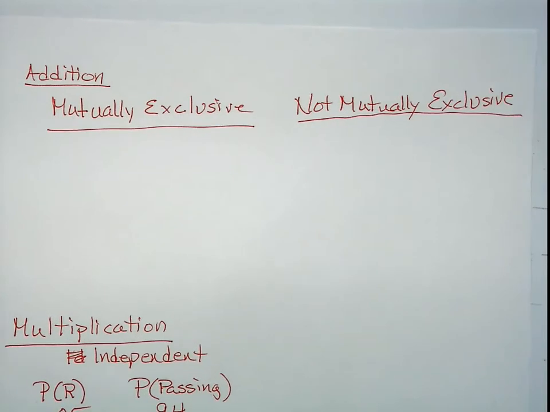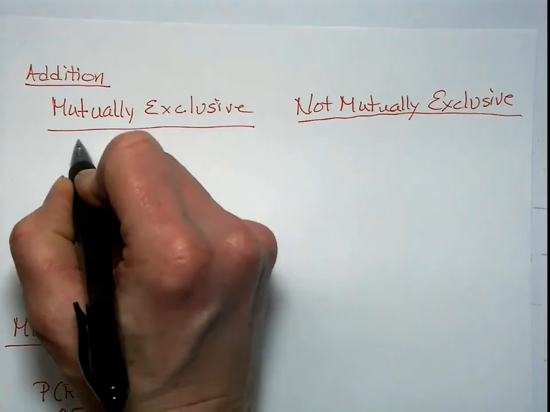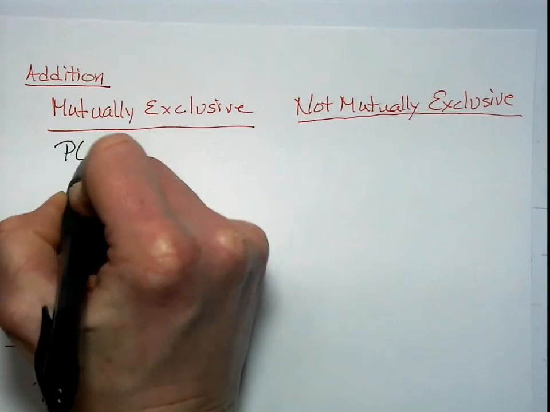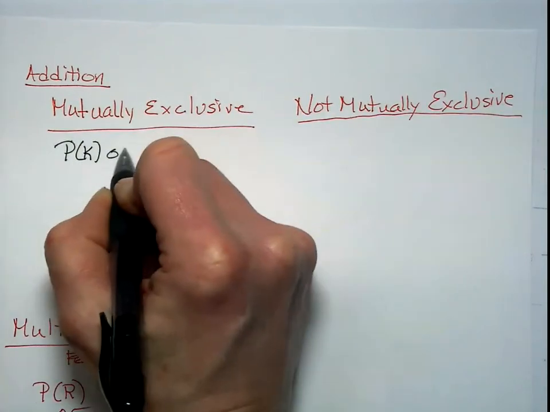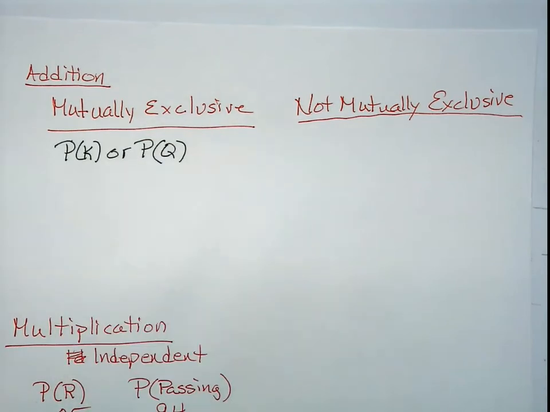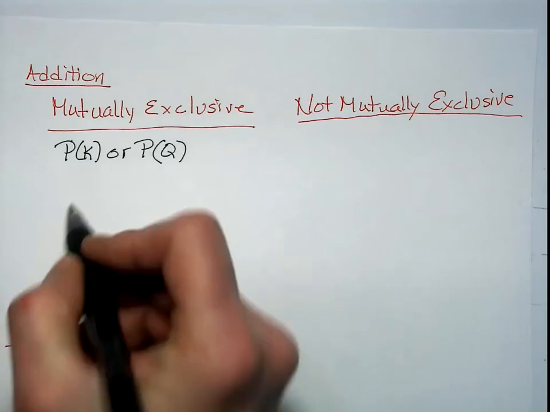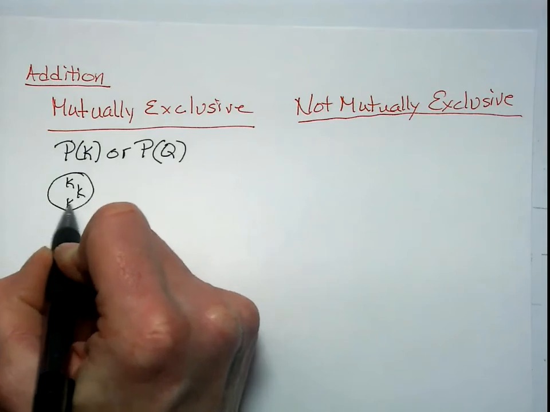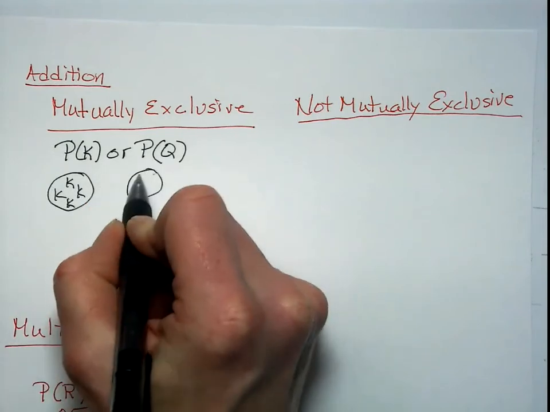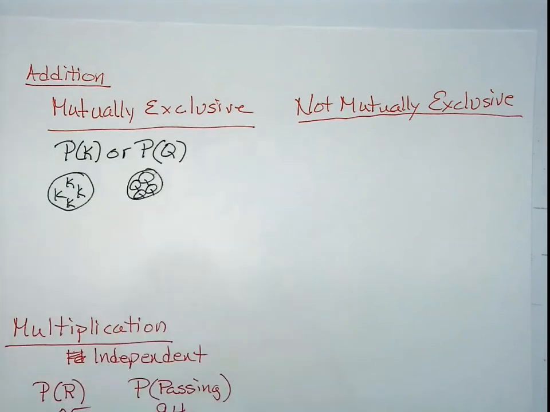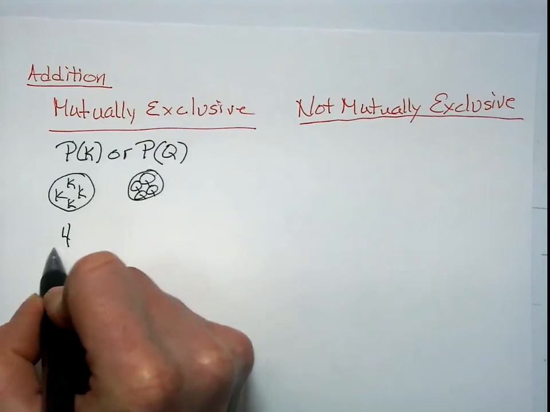On the PowerPoint presentations, I show you Venn diagrams. For example, if I ask you what is the probability of getting a king or a queen, you're picking one card, the probability of a king or a queen. If I do Venn diagrams, there's 4 kings and 4 queens. Mutually exclusive. You would just add those probabilities.